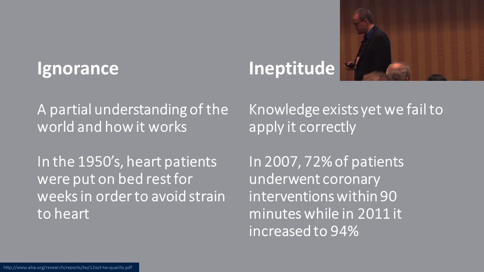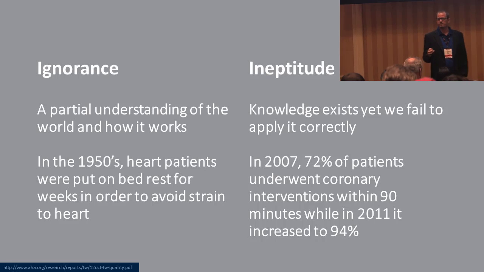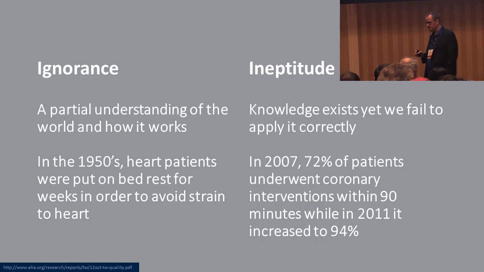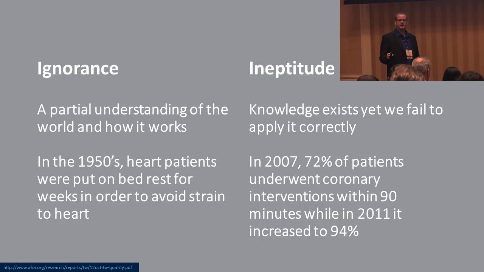So why use checklists? There are two types of mistakes in the world: mistakes of ignorance and mistakes of ineptitude. Mistakes of ignorance means you don't know how to do something. In the example here, in the 1950s, we didn't understand heart disease. So when people had heart problems, they tried to put them on bed rest. They tried to make them inactive. They didn't know how to handle it.